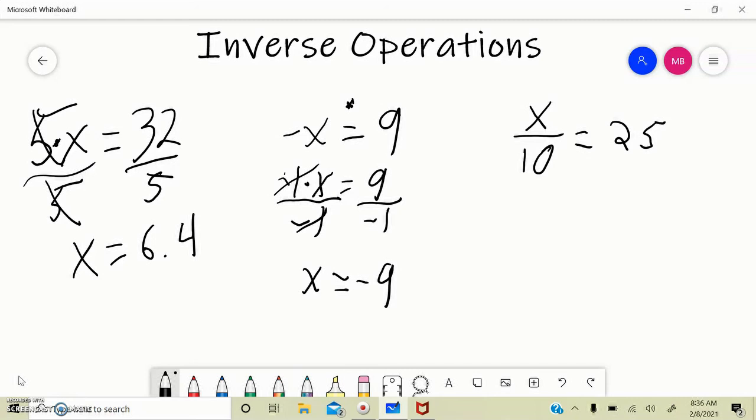Lastly, I have x over 10 is equal to 25. So I'm going to do my inverse operation, which is to multiply by 10. My 10's will cancel on the side of my x. I have x by itself. And 25 times 10, which gives me 250.